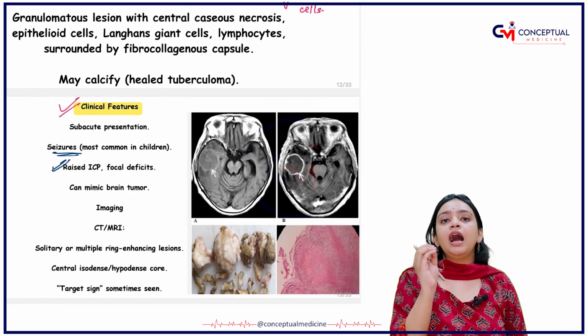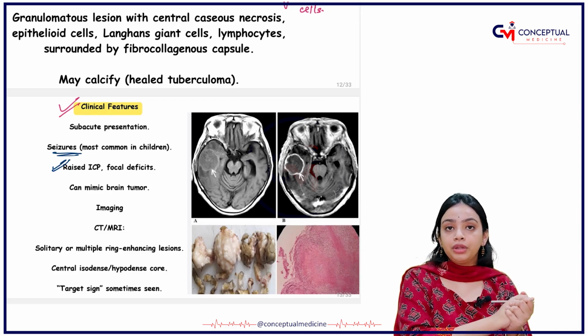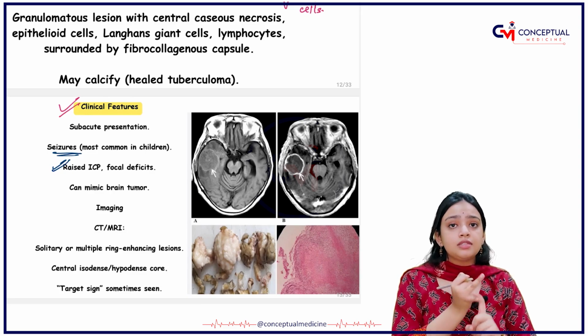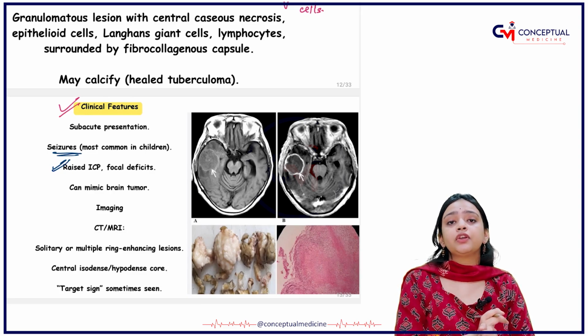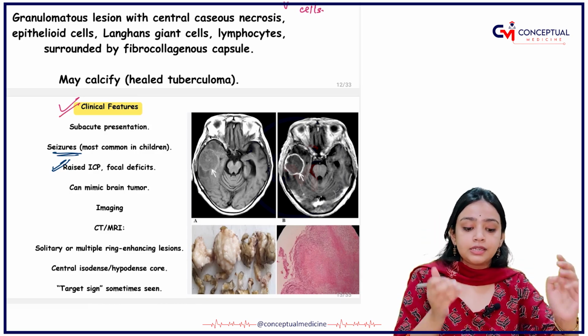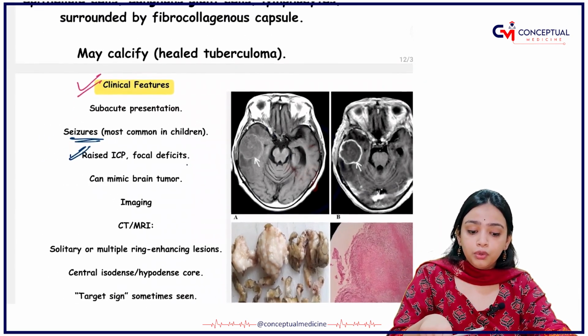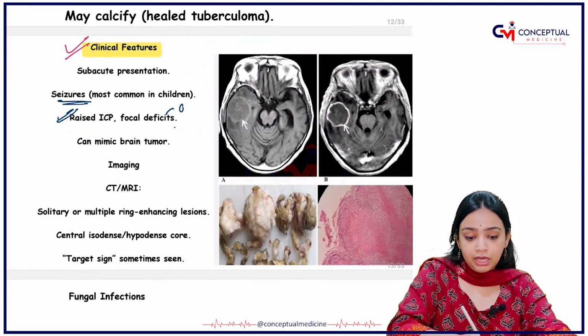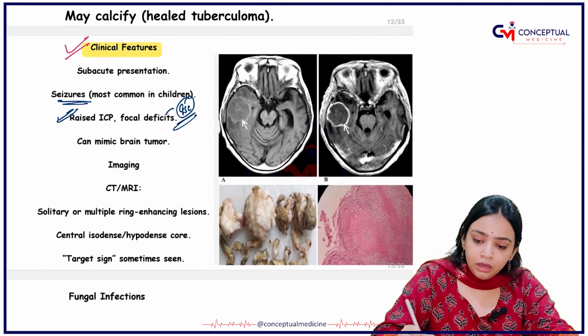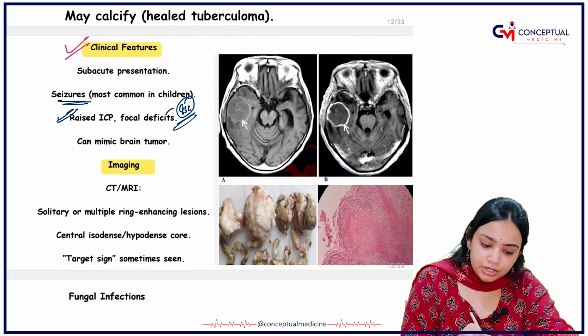See guys, we have made a list of certain important clinical features. First one, there will be seizures. Second one, there will be increased intracranial pressure. And third one, there will be the focal deficit. This means the person will not be oriented to time, place, and person, and the GCS score of that person is hampered. Okay. In the imaging, what are you able to see?